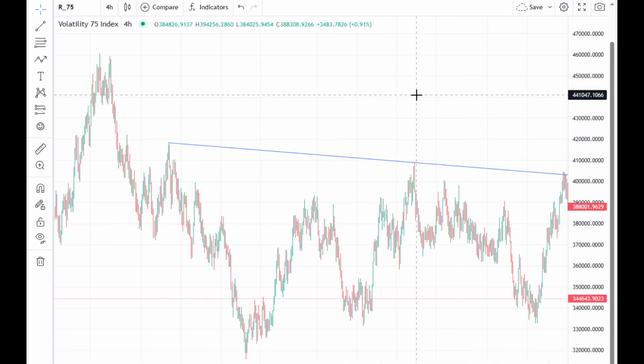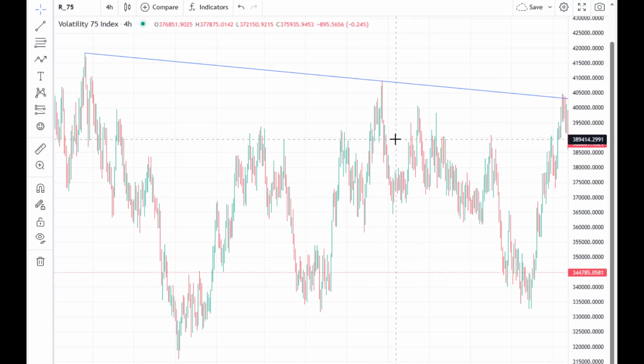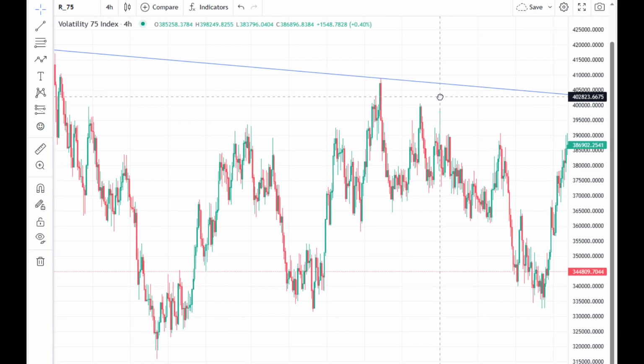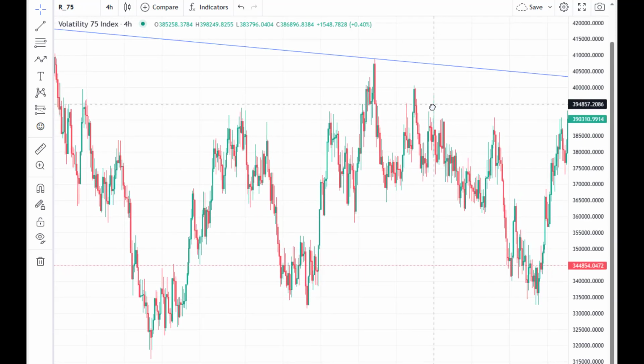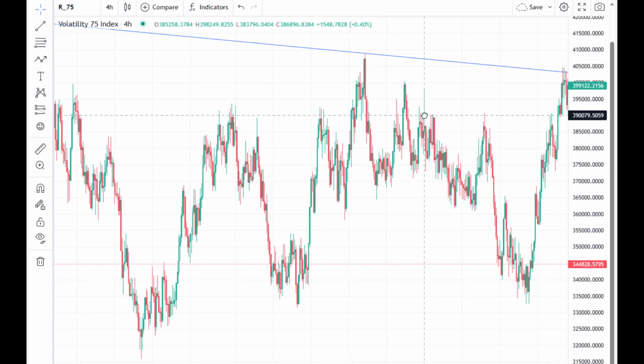You look for entry confirmation. These confirmations could be rejection candlesticks. You can see doji candlesticks and all of that. This doji candlestick is a sign that there's going to be a bearish reversal in this situation. So once you see the candlestick, what you do now is you take a sell order.